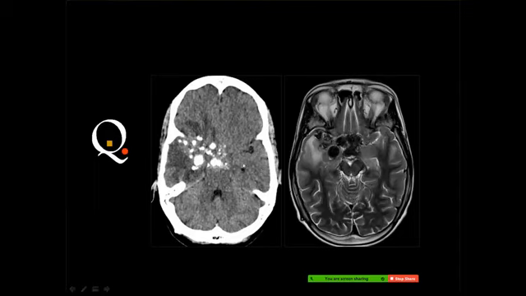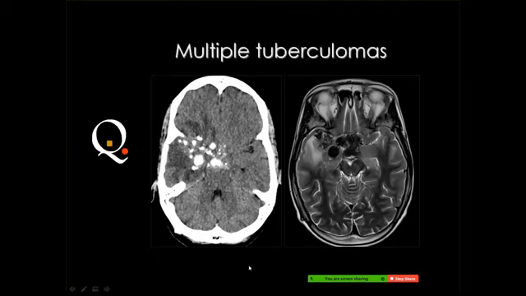Okay, you see multiple dots of calcifications. Some of them are in the extraaxial space in the suprasellar cistern, and others are located in the brain, and they are surrounded by some edematous changes, and these are calcified tuberculomas.